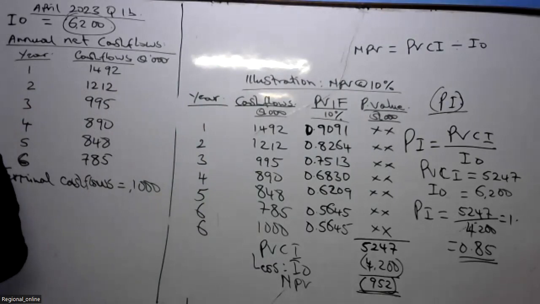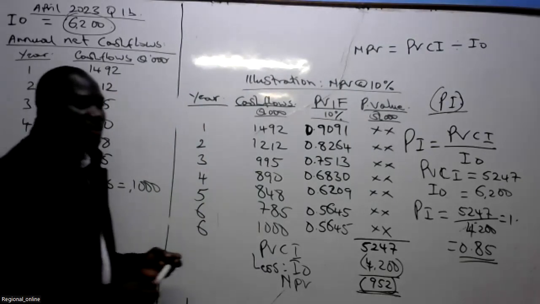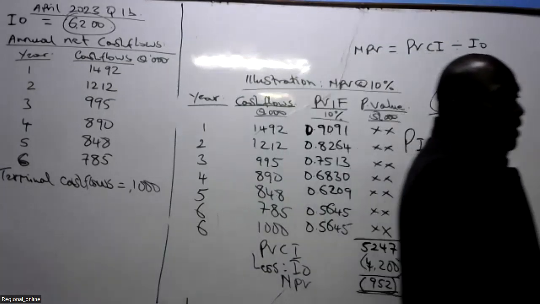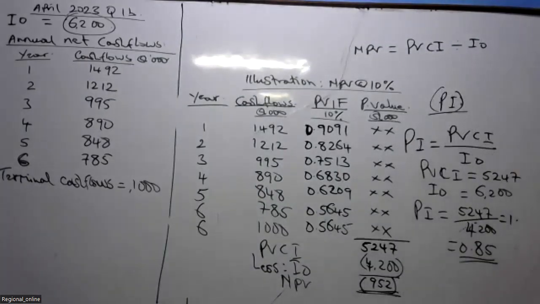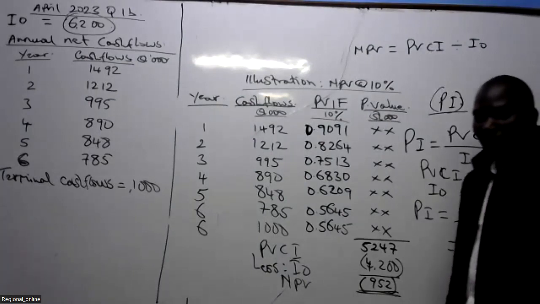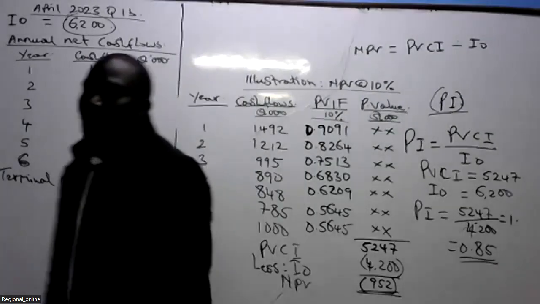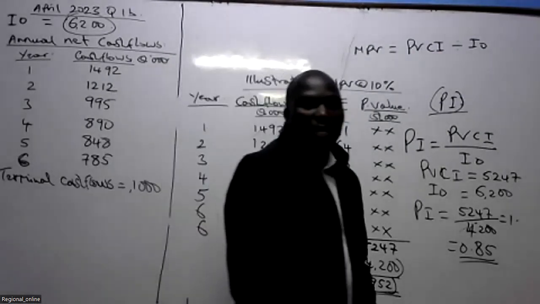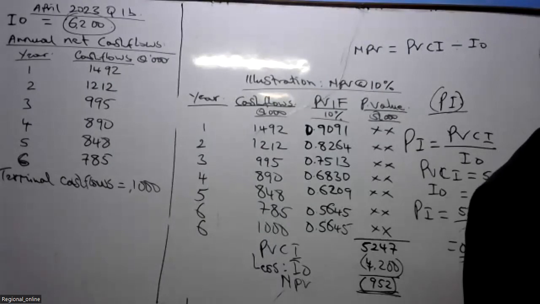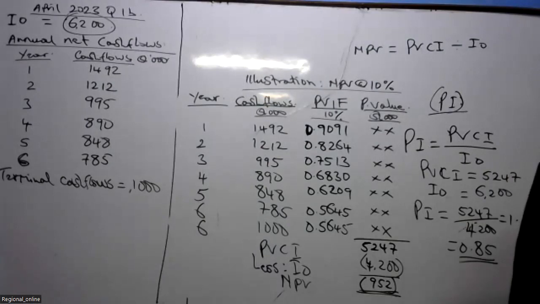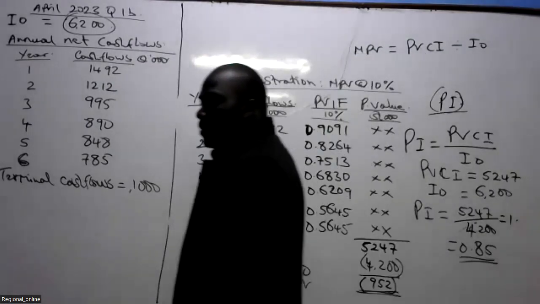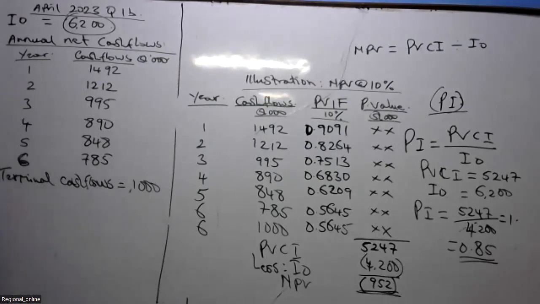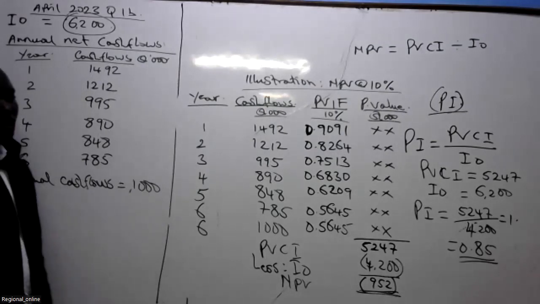NB number 3. PI is used under capital rationing to rank the projects for optimal allocation of limited funds available. So capital rationing, we shall talk about it. That will be the last part of this topic.